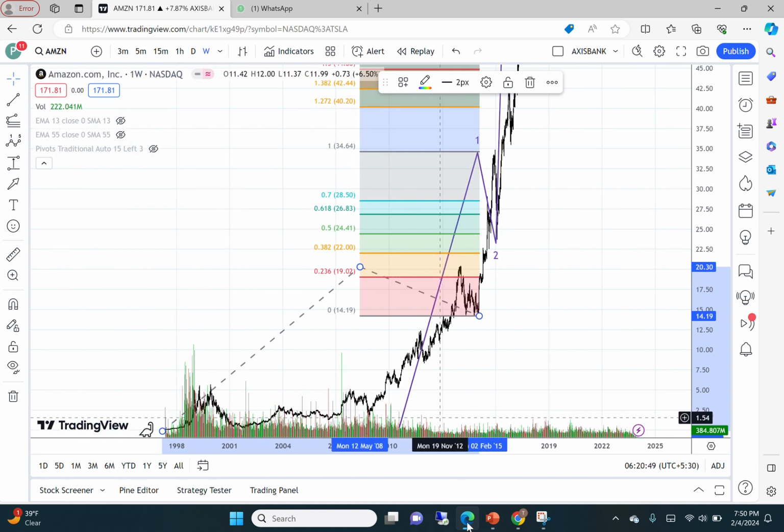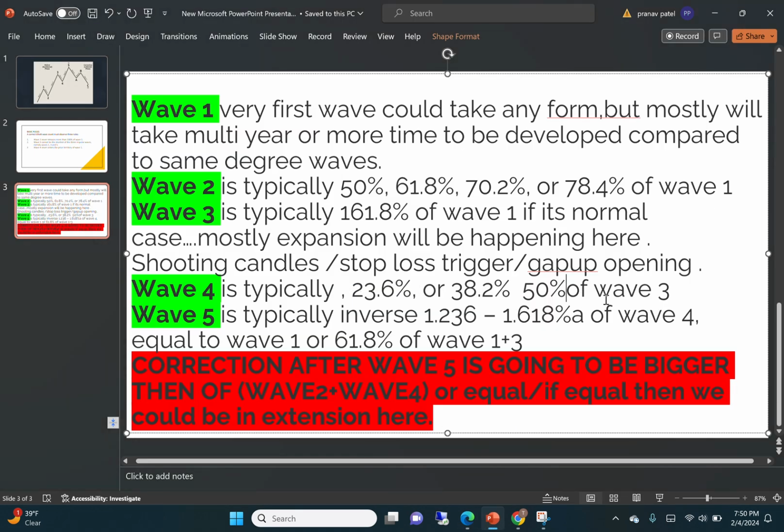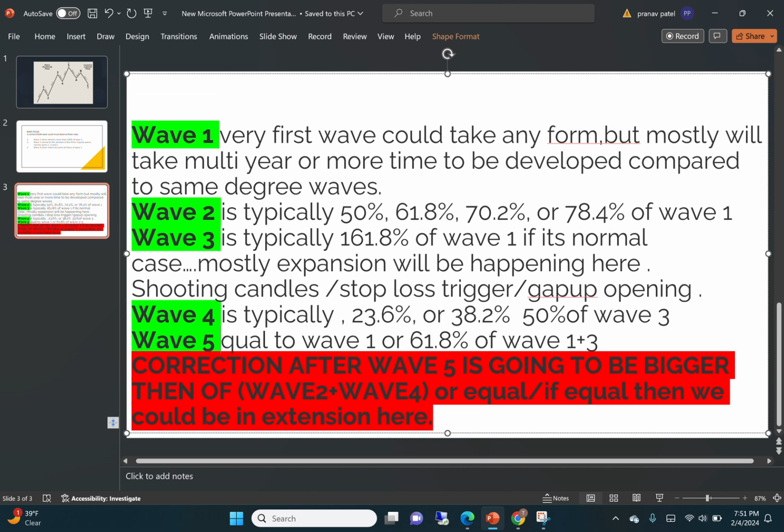But do not go on those ratios, those are the basics. It said that these are the normal values that you expect. No, I do not see that happening on wave 1. But what we are looking for is equal to wave 1, or 61.8% of wave 1, or equal to wave 1 and wave 3 as well, could be possibilities. The more interesting thing is the correction that is coming after wave 5 is going to be bigger than wave 2 and wave 4, or equal. If equal, then it could be in the extension here.